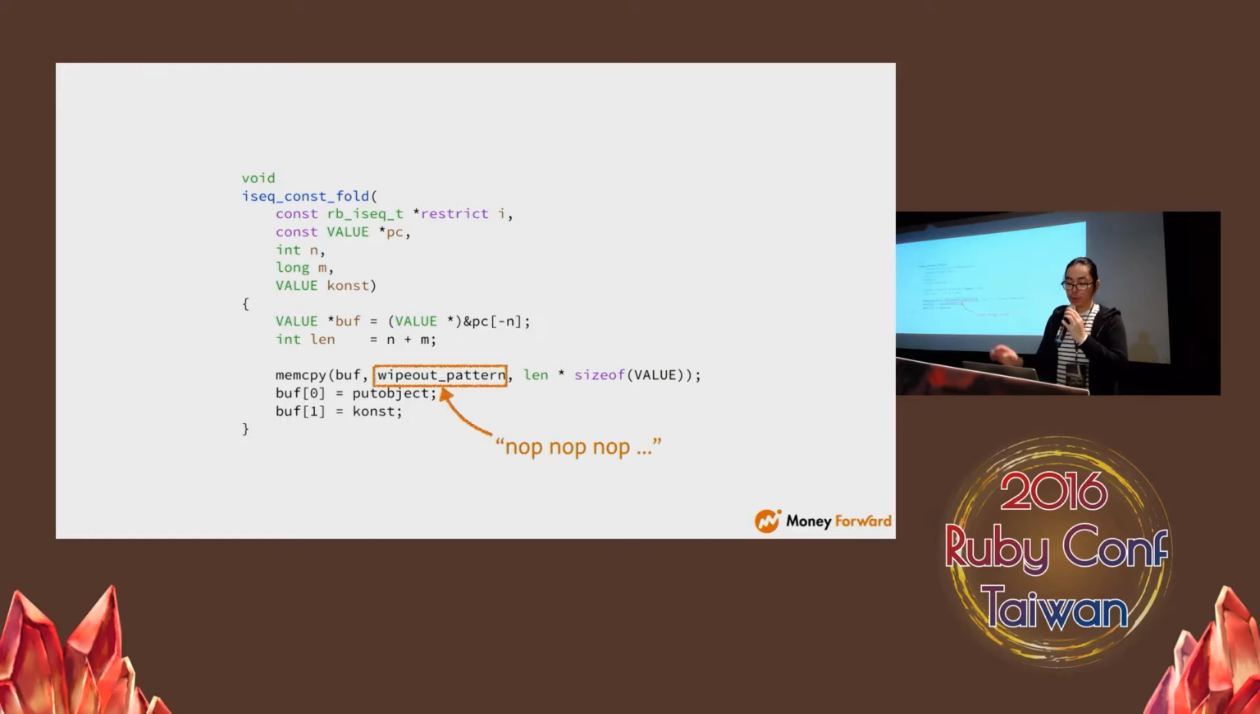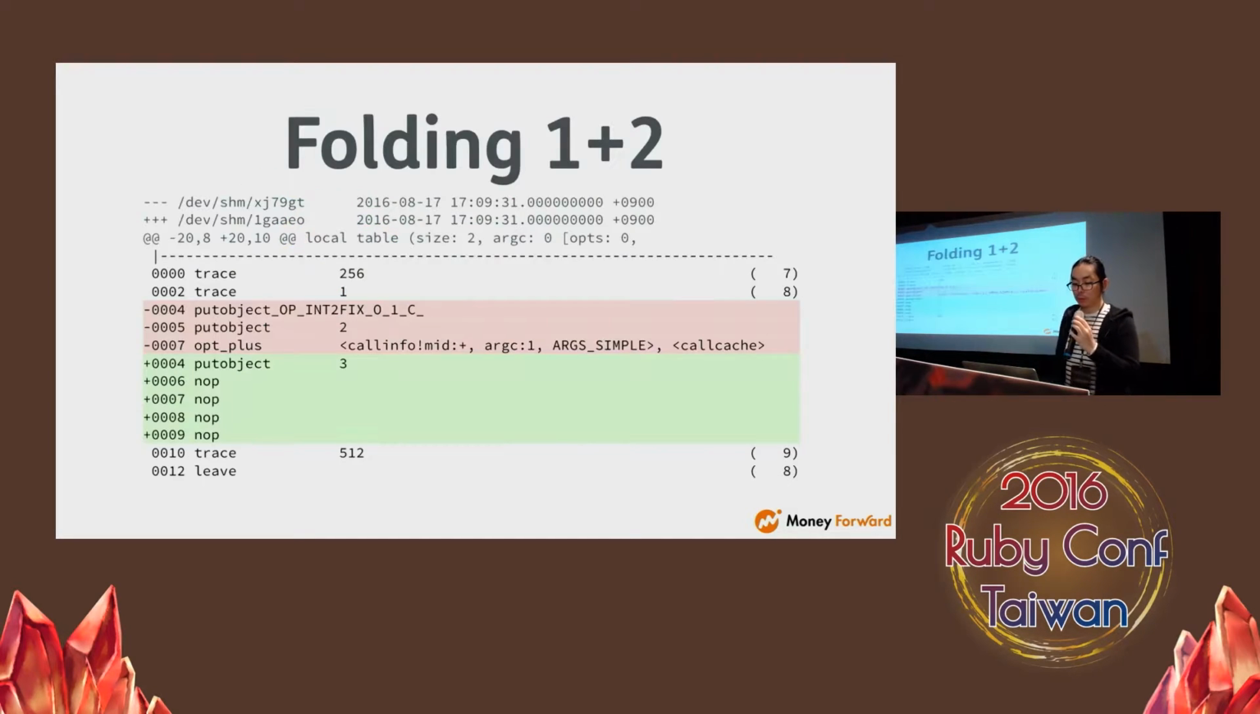Then the first word is a put object, and the second word is the constant, which is well cached before. By applying the same modification, we can fold 1 plus 2. As you can see, the generated output is put object and nub, which is identical to the case of get constant. So it is just calling the same thing, and you can do the same thing.